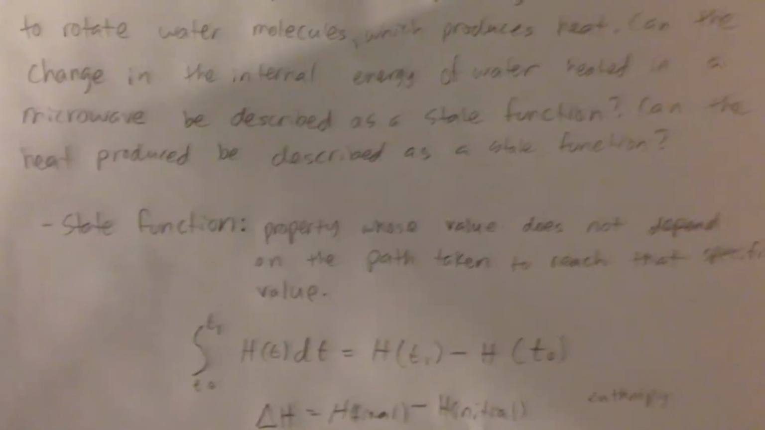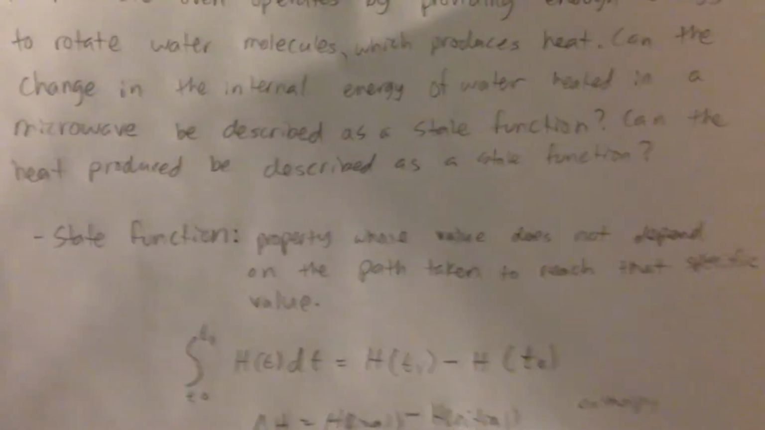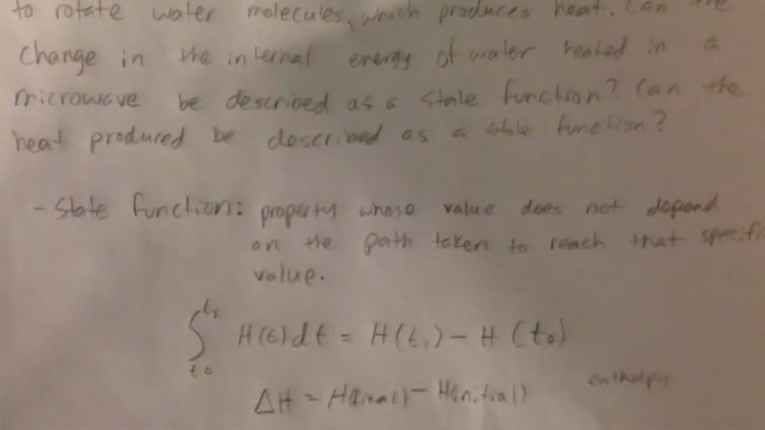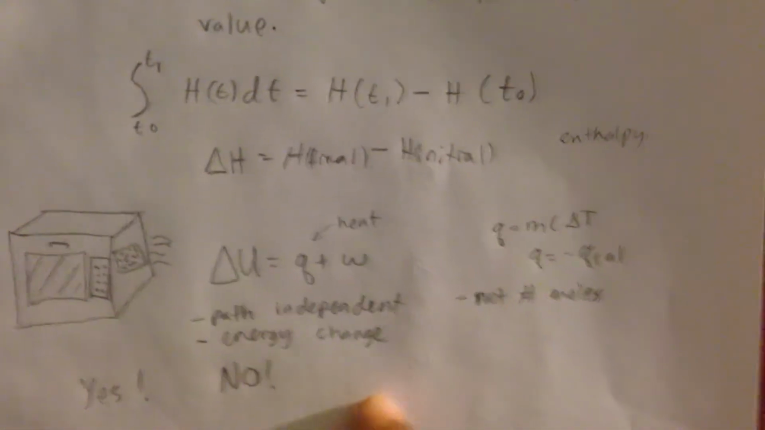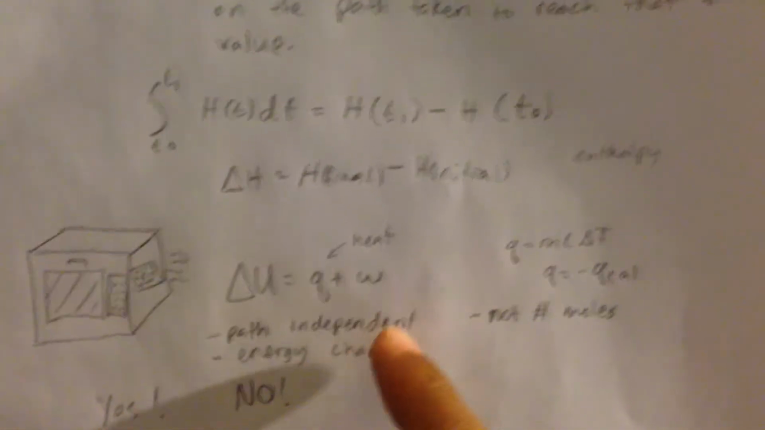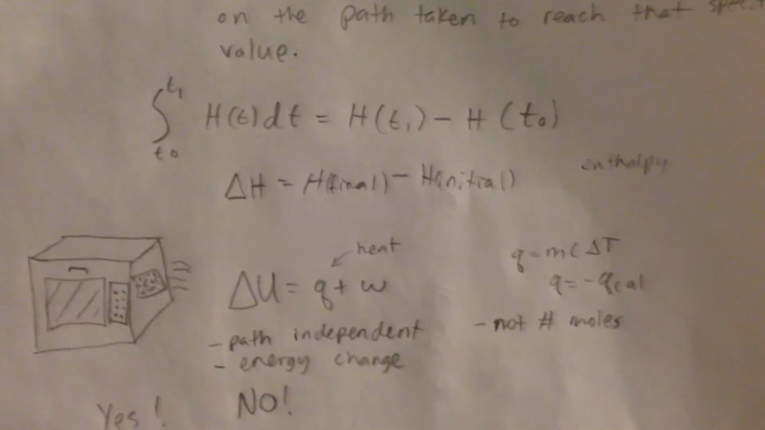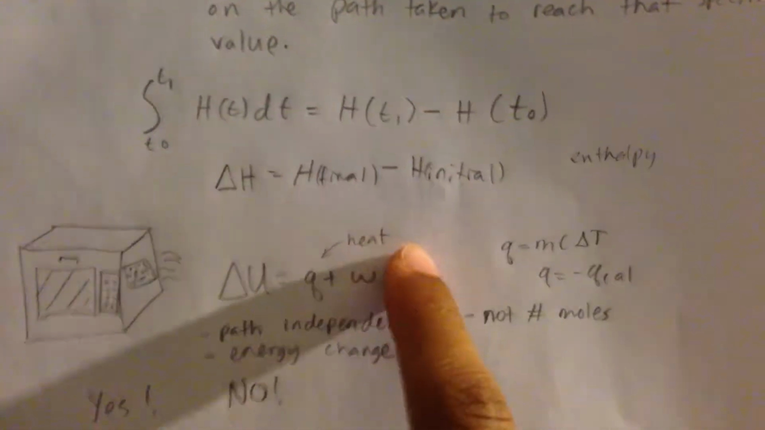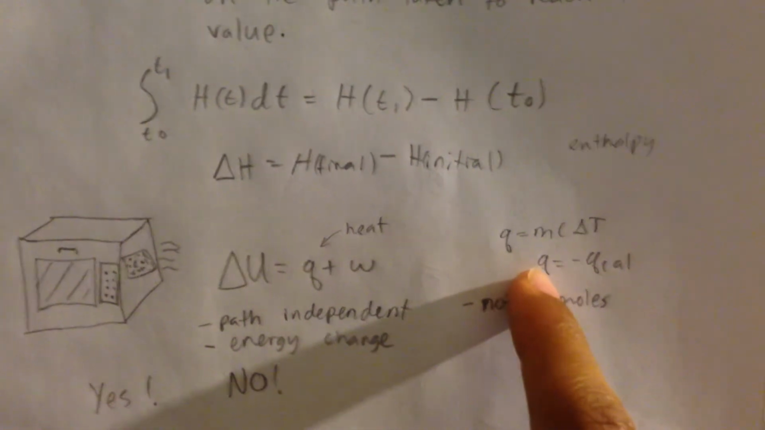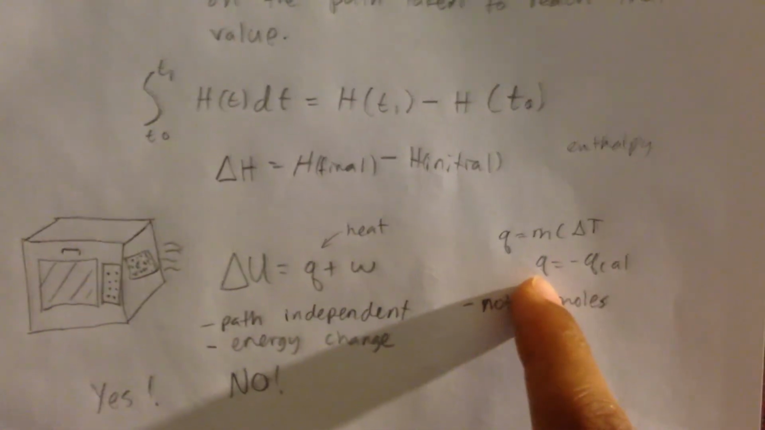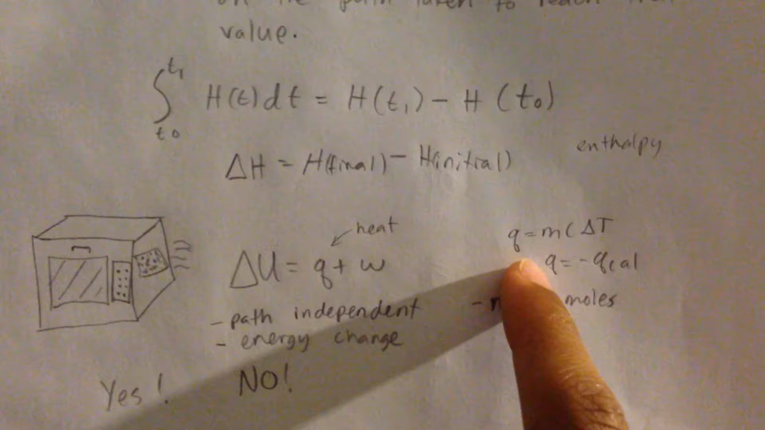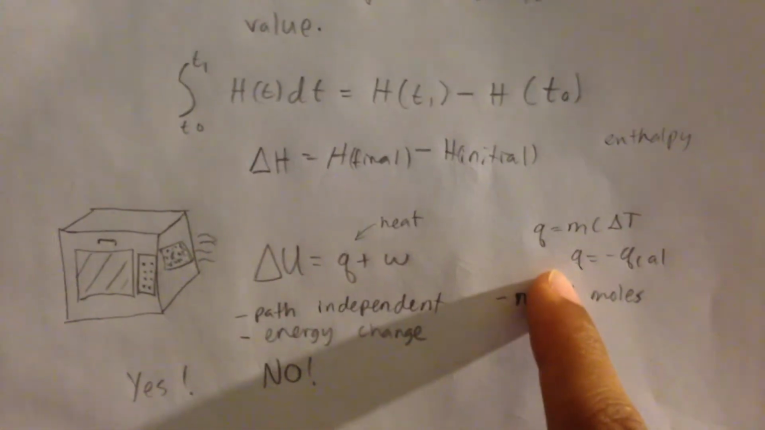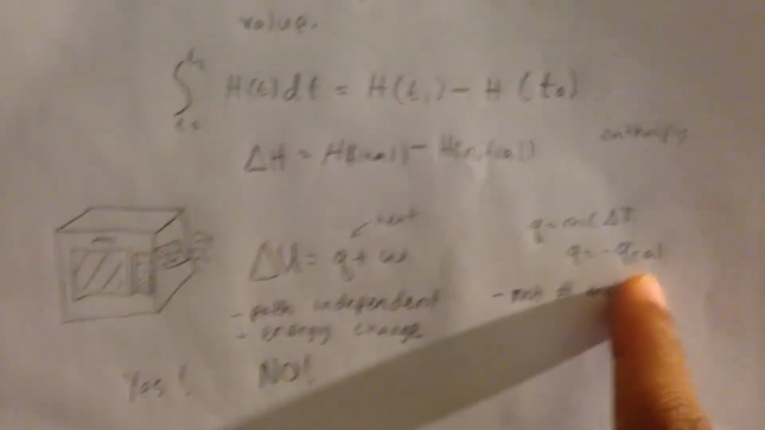And for the second part, it says, can heat produced be described as a state function? And I believe no, and that's because I related it to something I've learned in general chemistry, which was the calorimeter problem. So the Q, and this is the law of conservation of energy. If you gain something, you lose something. So that's the negative here. If the energy went in, it's positive; if it went out, it's negative.